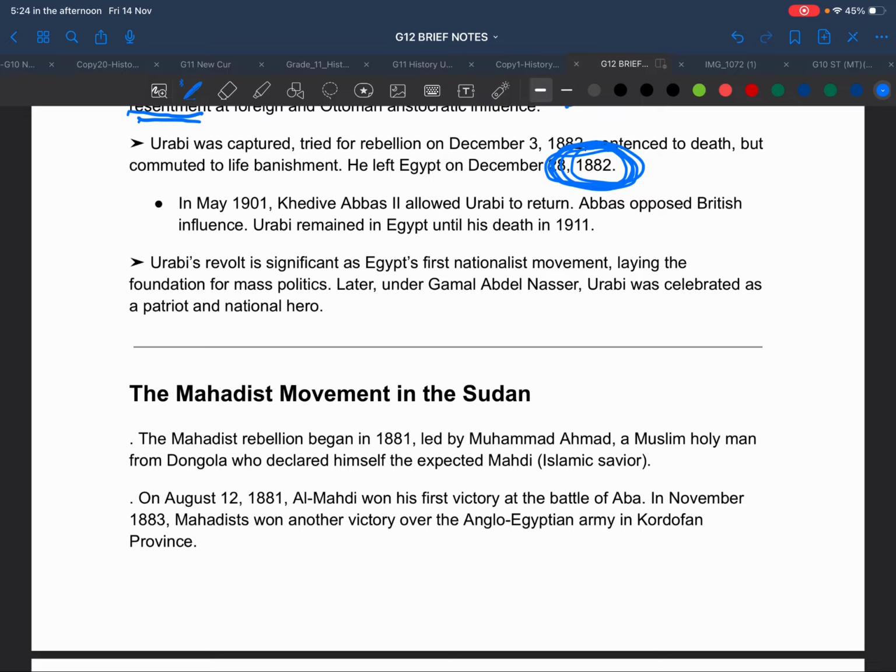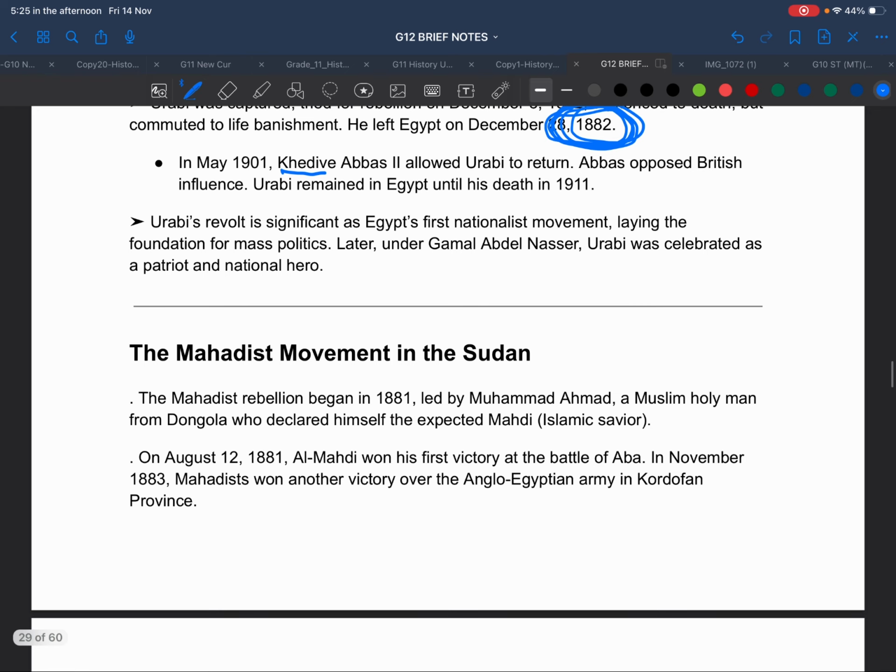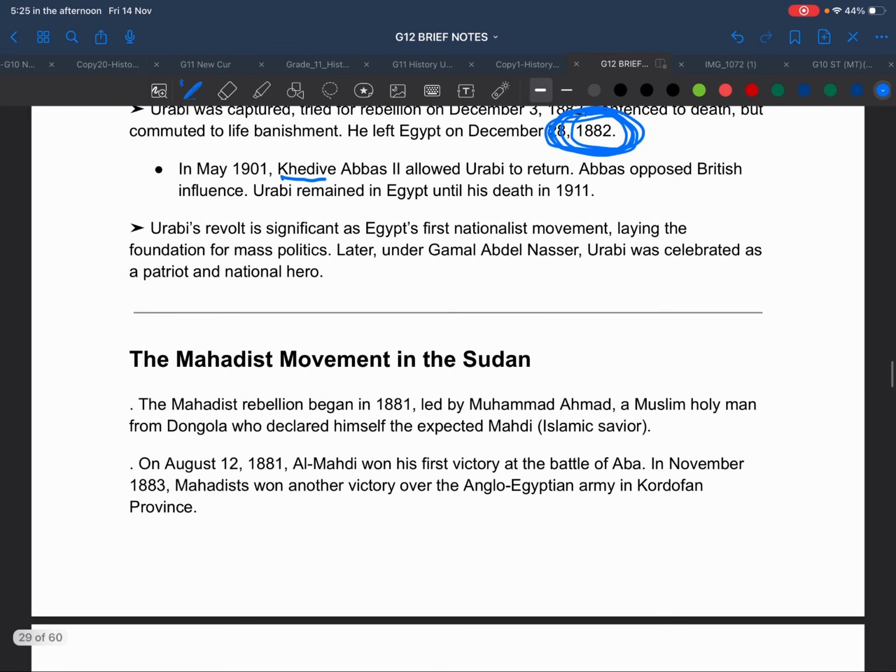In May 1901, Khedive Abbas II, Khedive being a title name as well, like Pasha. Pasha is for the military, Khedive for the ruler, a title like we used to call Nugus in Ethiopia. Khedive Abbas II allowed Urabi to return. Abbas opposed British influence. Okay, Urabi remained in Egypt until his death in 1911. He came back. He was released from prison, I think.